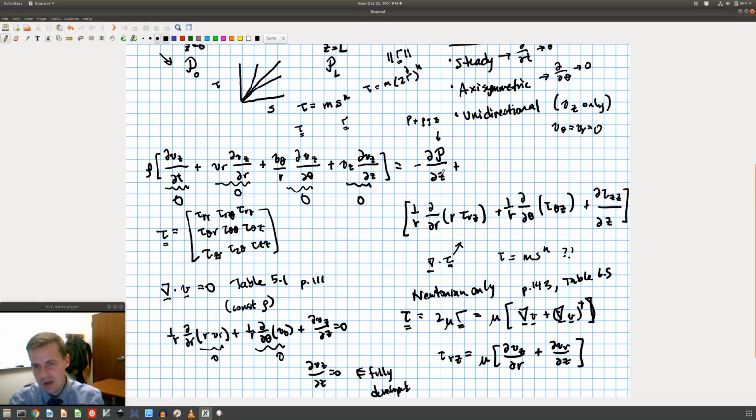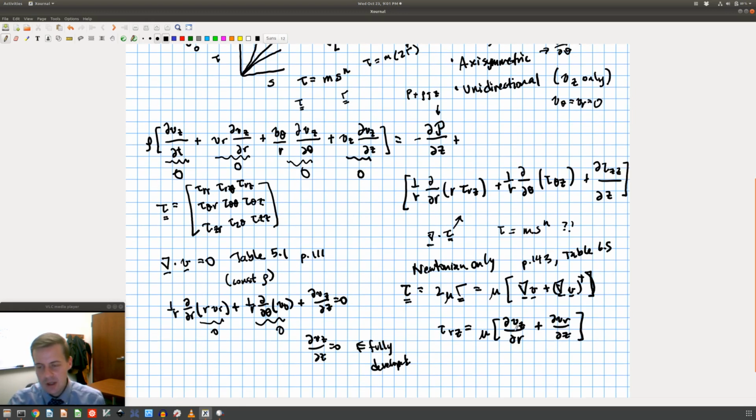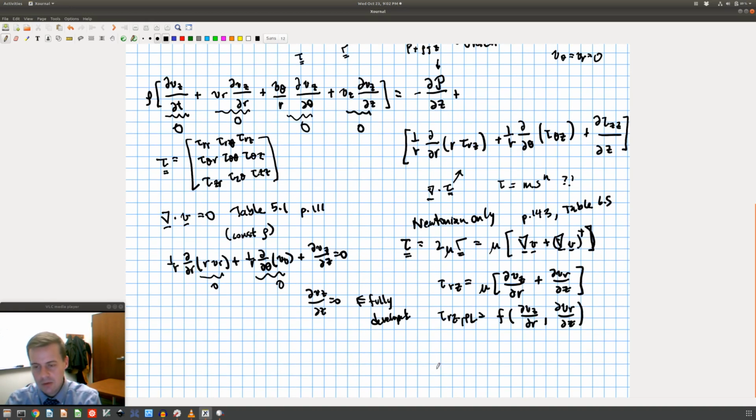So I would expect this is mu and this is my shear rate in some sense, or some 2 times my shear rate. So if I'm going to have tau is m s to the n, then I'm going to have something like this to the n power, and I'm going to have an m here instead of mu. So the same velocity derivatives that matter for the Newtonian flow also matter for the power law. So tau rz for the power law is also going to be a function only of dvz/dr and dvr/dz. Okay, and I can look up the other ones as well.